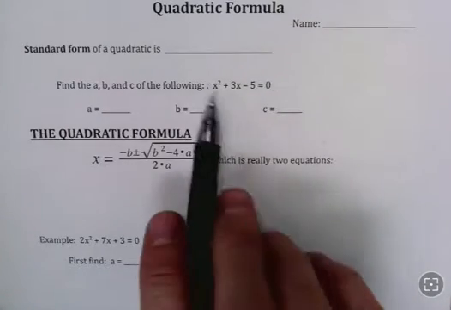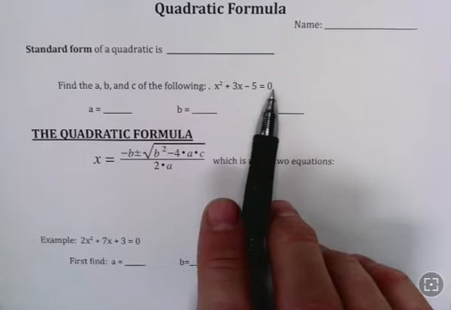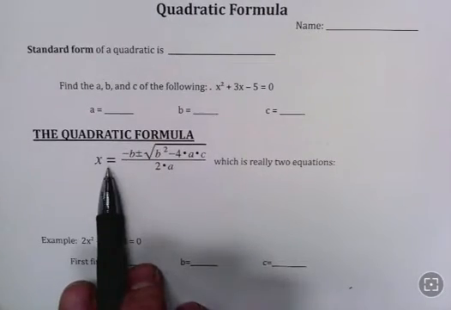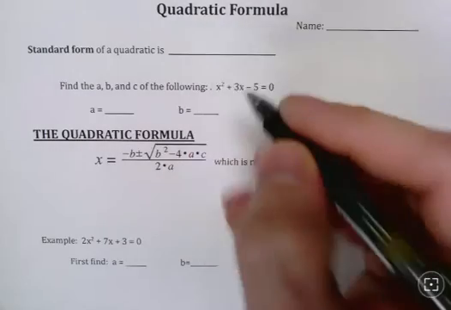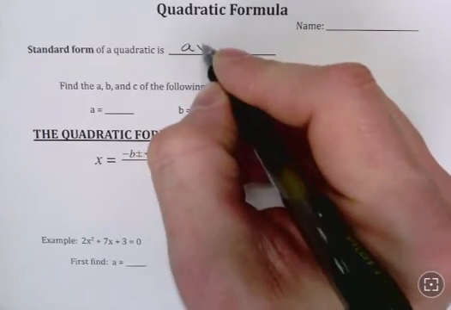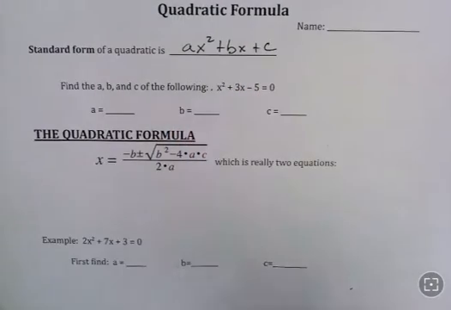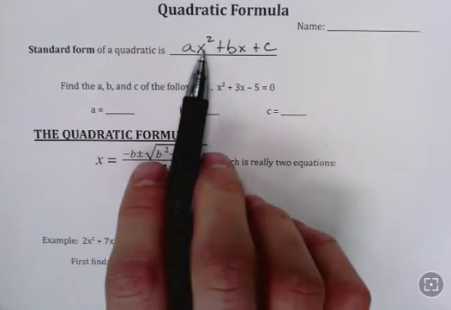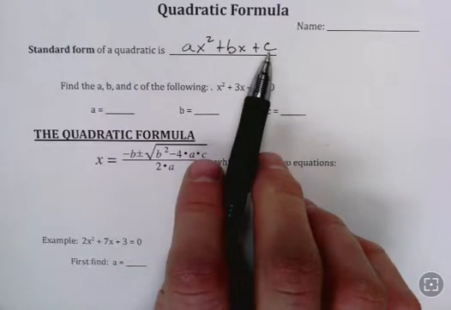Quadratic formula is used when you have a quadratic equation set equal to 0 and you're trying to solve for x. So it has to be in standard form, and the standard form of a quadratic is ax squared plus bx plus c. The order matters, so the x squared has to be first with the a, the x is second, and c is your constant.